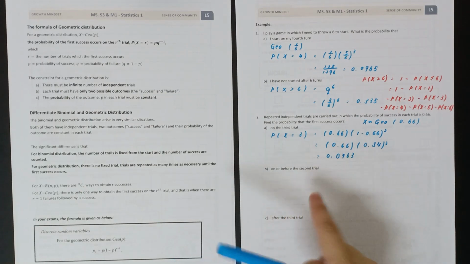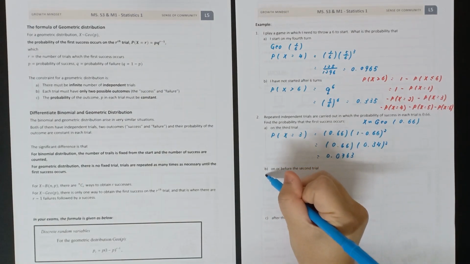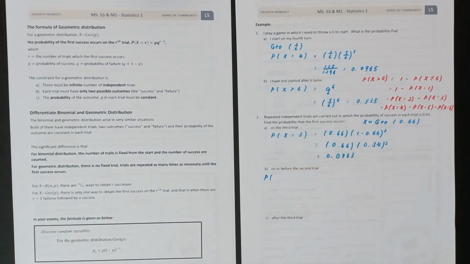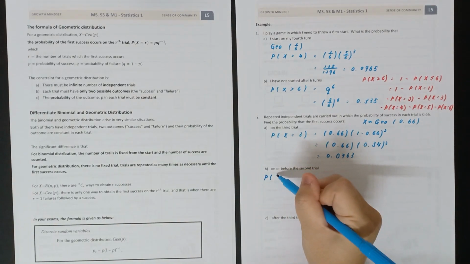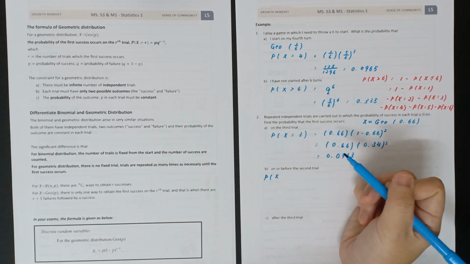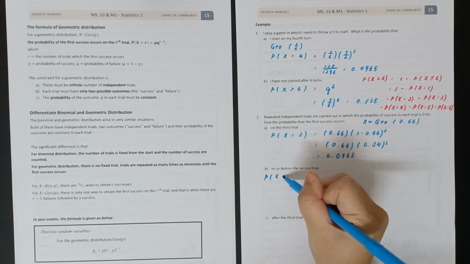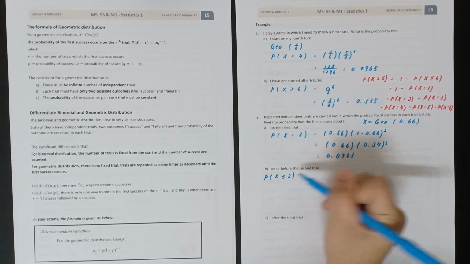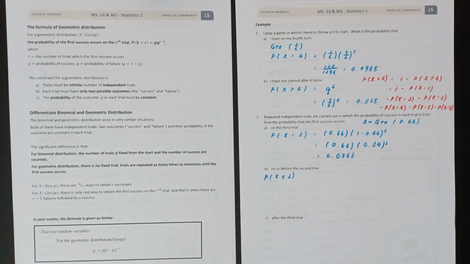On or before the second trial. Okay, so if you try to write it in a mathematical way, how is that? The probability for you to get your first success on or before, meaning smaller or equal to 2. So that means first or second. Okay, so how can we do this?